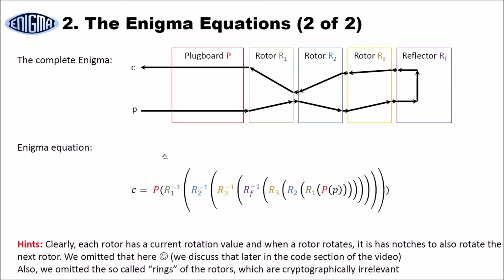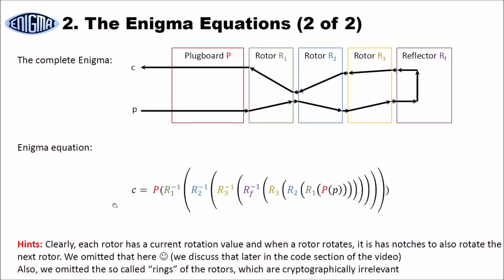And remember, we defined our rotor as having rotations. And each rotor has notches. And these notches take care that when a rotor rotates to a specific position, for instance, rotor 1 here rotates, and when it has rotated a specific amount and hits a notch position, it rotates the next rotor, and if this rotor hits a notch, it rotates the third rotor. And the third rotor also has notches, but of course the reflector does not move, so the notches are not important here. The notches we discuss later in the code section of the video.